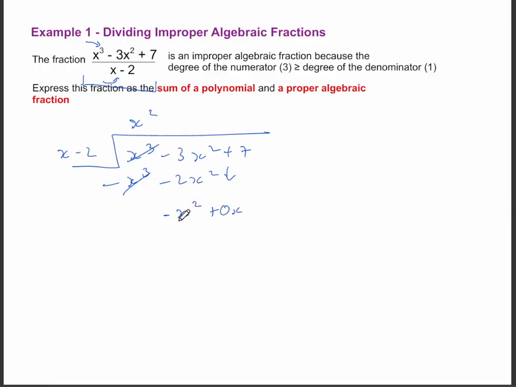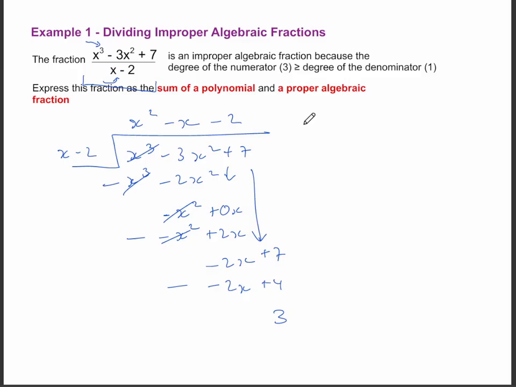Then again we go through the same process. So negative x squared divided by x is negative x, then negative x times x is negative x squared, and negative x times negative 2 is positive 2x. Then you subtract again, and these cancel out. Then over here we have negative 2x. Then we bring down the last number, which is plus 7, and again negative 2x divided by x is negative 2, then negative 2 times x is negative 2x, and negative 2 times negative 2 is positive 4. Subtract that, and we have 3 at the end.